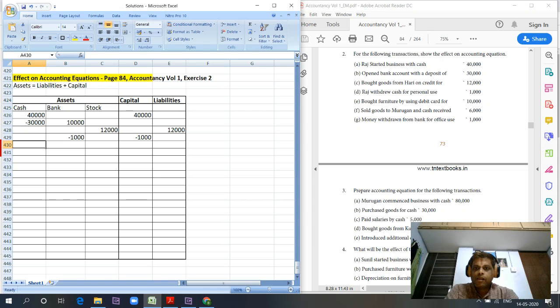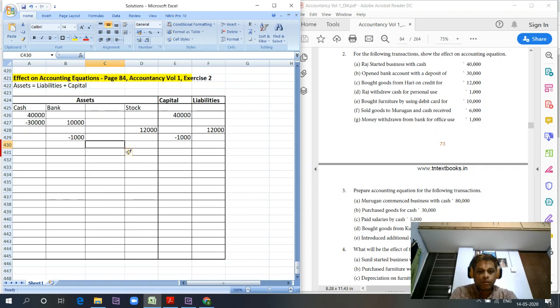Bought furniture by using debit card for 10,000 rupees. It means that we are adding, let's insert one more column. This is another asset that is being purchased. So furniture, 10,000 rupees. And by using debit card 10,000 rupees, so we are reducing it from bank.